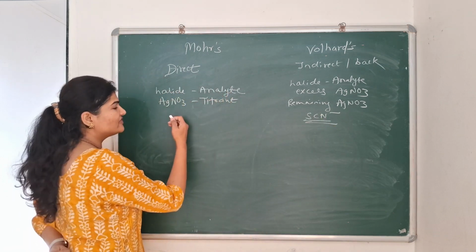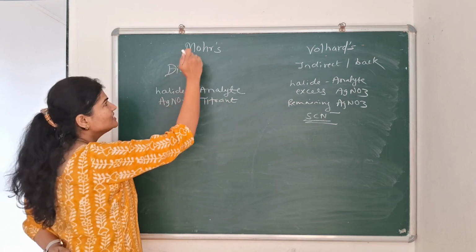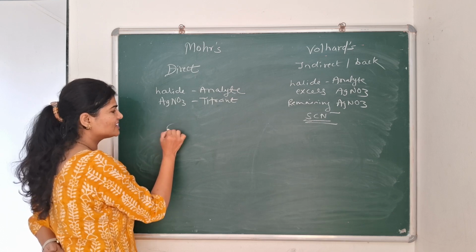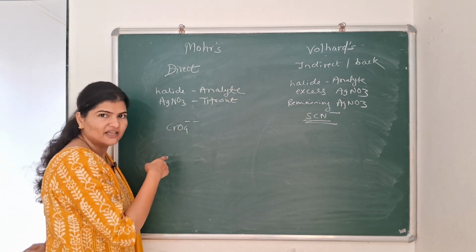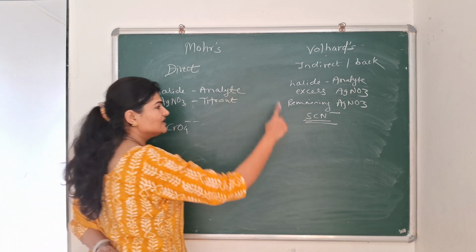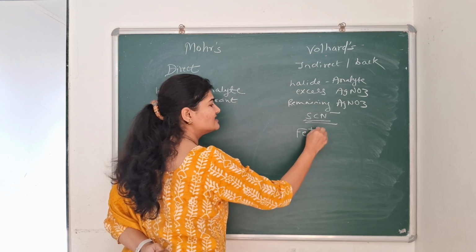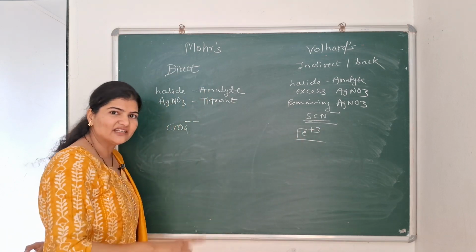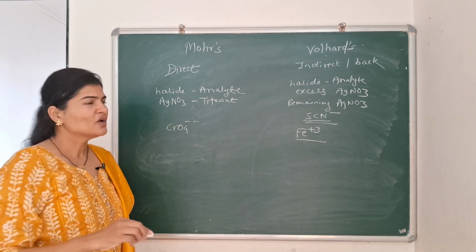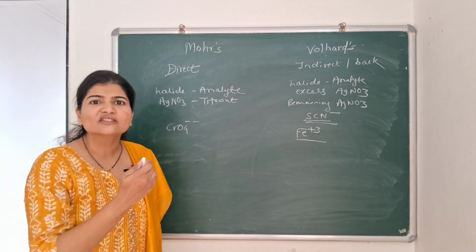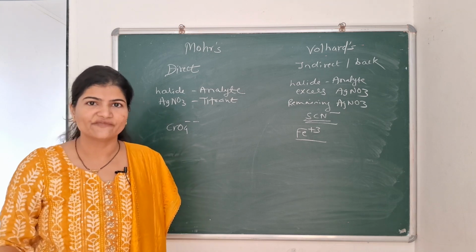The next point of difference is our indicator. In case of Mohr's method, we are using chromate ions as our indicator, so potassium chromate is used as an indicator. In case of Volhard's method, ferric ions are used as an indicator, so ferric nitrate or ferric ammonium sulfate is used as an indicator. So these are the first three very obvious points of difference.